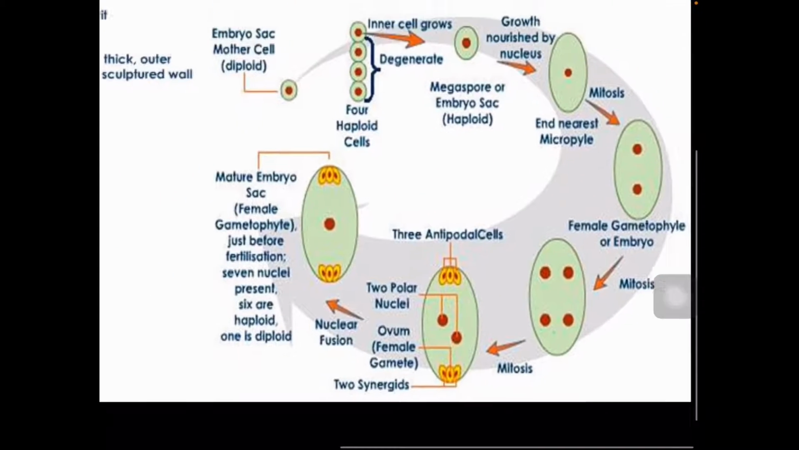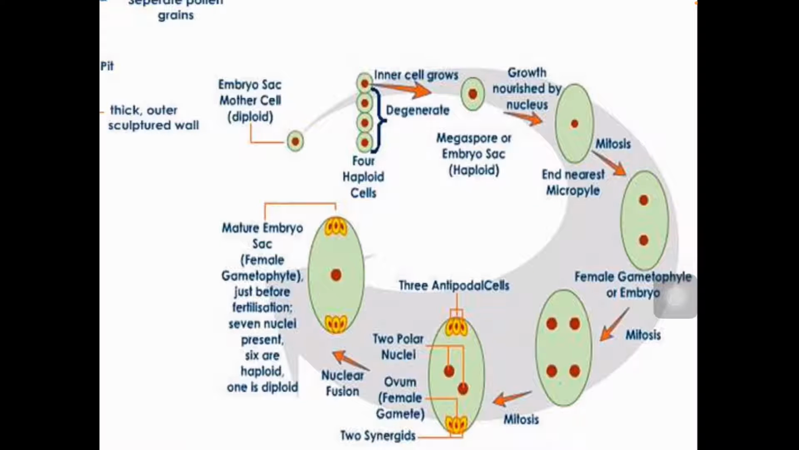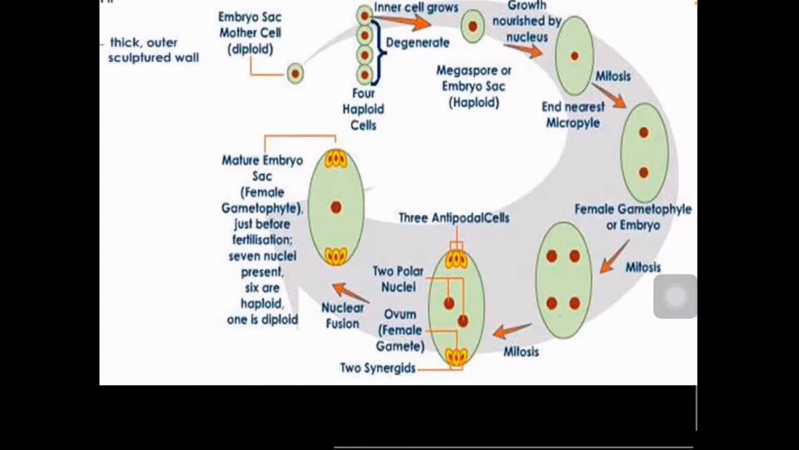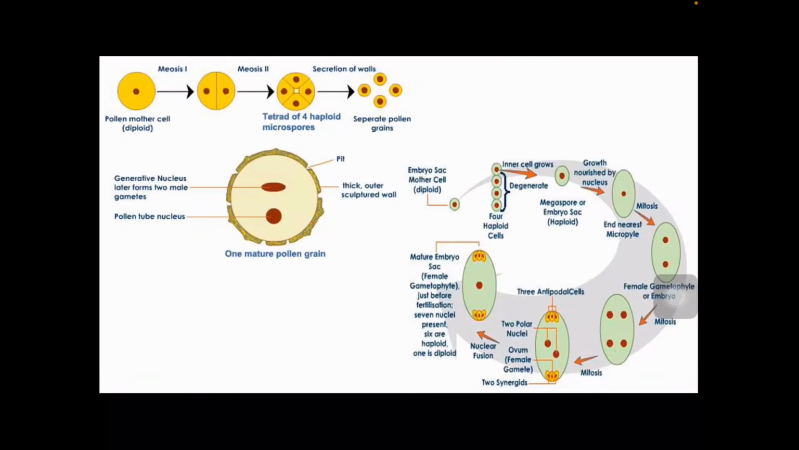Now moving on to females. This takes place in the ovules. The diploid spore mother cells divide by meiosis to produce 4 haploid cells. All but one degenerate. This cell develops into an embryo sac. The embryo sac divides by mitosis 3 times, as you can see in the diagram, and they form 8 haploid nuclei. And one of them becomes the female gamete. That's basically all you need to know.